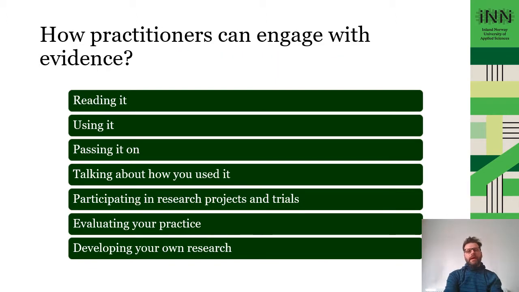So the first thing I think is that we would want you to think about how to make use of evidence that exists already. So, reading evidence, as you've been doing in the course, making use of it in the programs that you're designing, passing it on, talking about how you used it, participating in research projects and trials where academics might be doing those kinds of things, evaluating your practice, which is what we're going to look at here, and then evaluating your own or developing your own research.